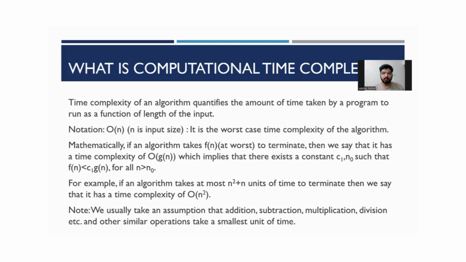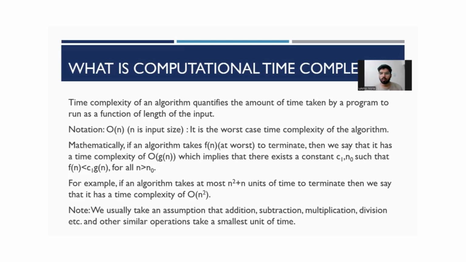Notation for time complexity is O of n, where n is the input size, or we can say it is the size of the problem. This is the worst case time complexity of the algorithm. What is worst case? For example, if we have to find a number from a list of numbers, the best case is that it is present at the first position of the list, then we just take one comparison to find the element.